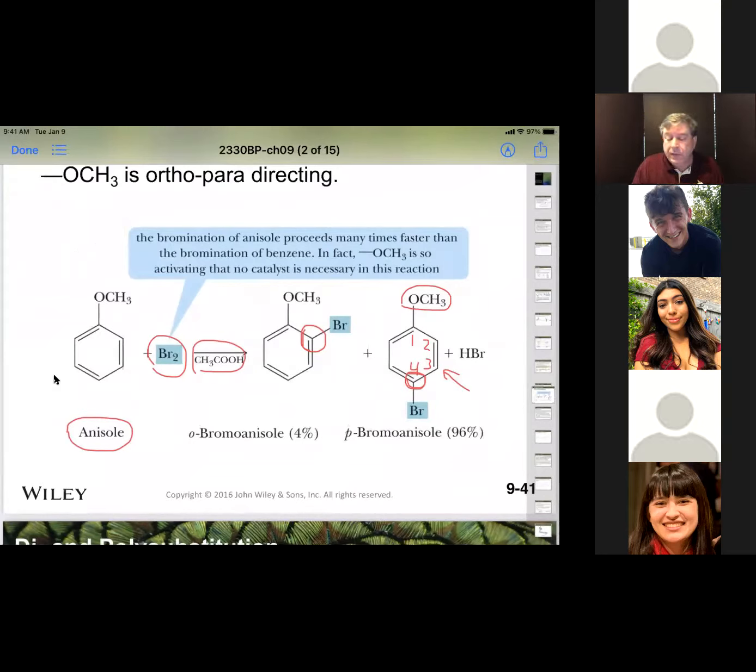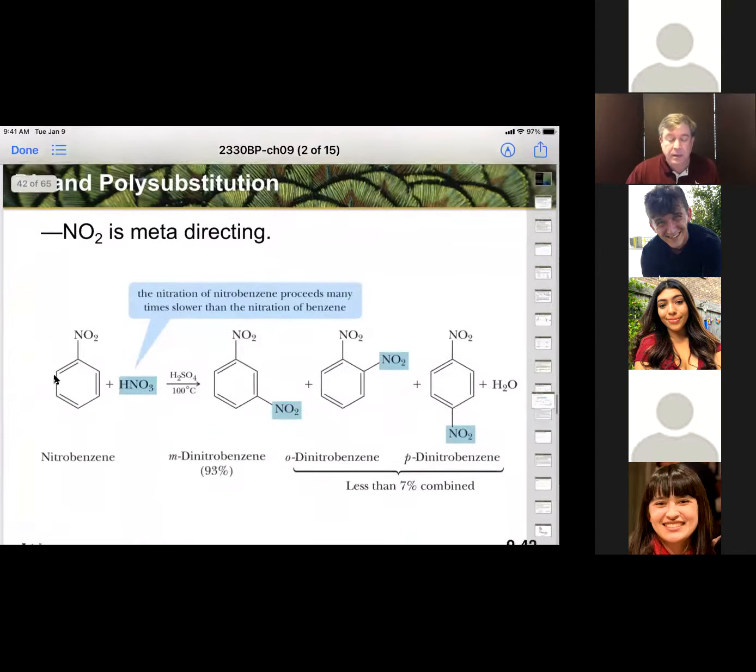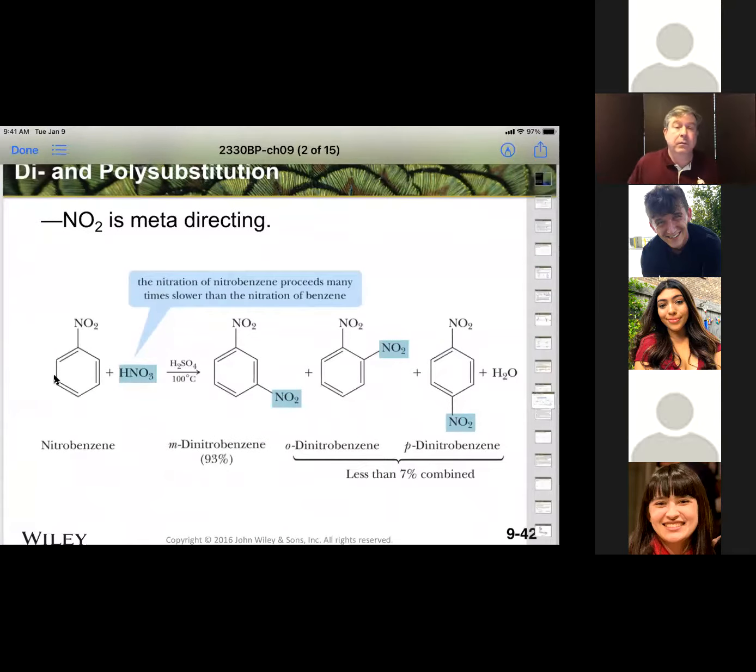So when we have something like this that directs it in this 2 position, which is also the ortho position, and the 4 position, which is the para position, we call it an ortho para director, meaning the only places it's going to react is in that 2 ortho position and the 4 para position. Okay. In contrast, the nitro group is a meta director. Okay, it only reacts at that 3 position.